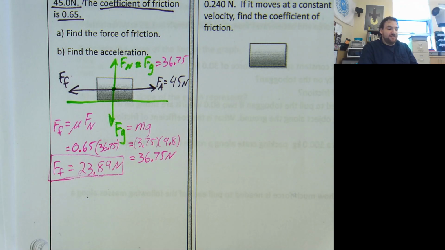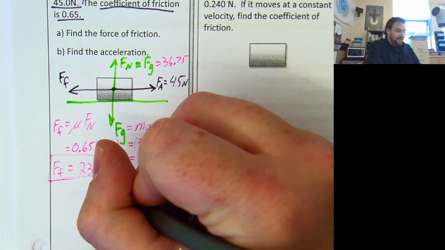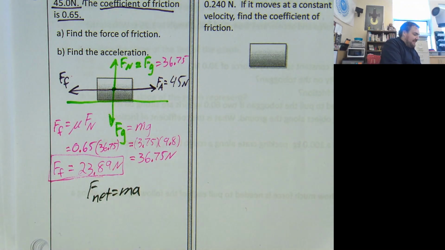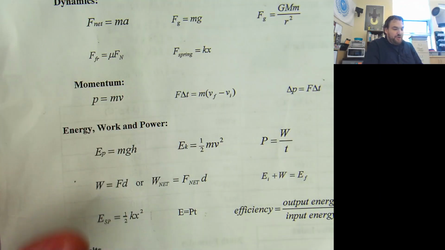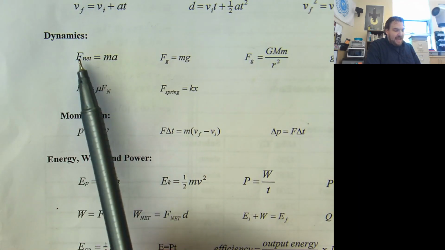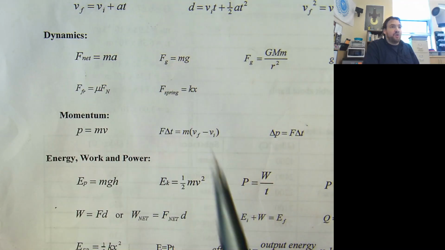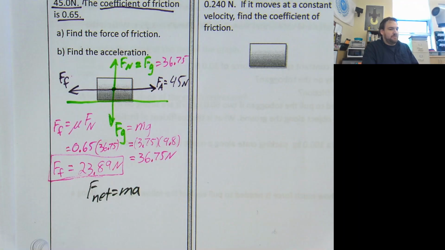In dynamics, everything starts from what equation? F net equals MA. F net equals MA. If you forgot the rest, you have a handy dandy little formula sheet that you should be ready to reference. Oh, here it is. Here's my formula sheet. We're in the unit on dynamics. The very first equation listed is F net equals MA. Friction's right there, gravity's right there. All of these are on your formula sheet. There is nothing for you to memorize.